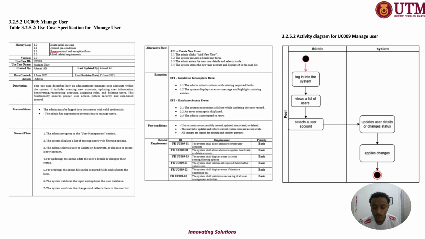This use case describes how the administrator manages user accounts by creating, updating, filtering, and assigning roles to ensure secure and controlled access. As you can see in the activity diagram, the admin will log into the system, view a list of users, and select the user account. After that, the system will update user details or change state and apply changes.